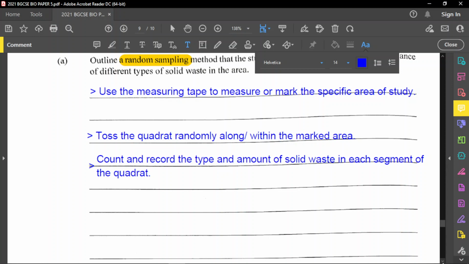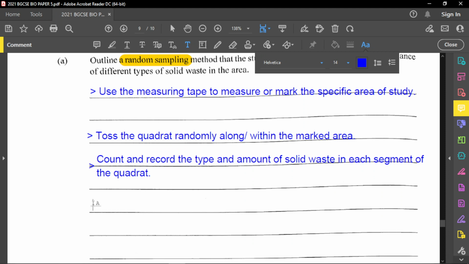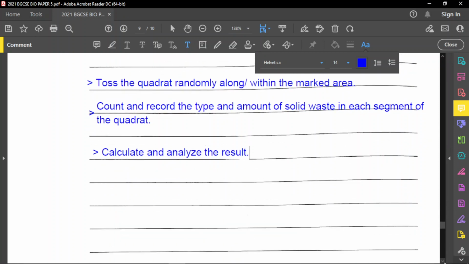The next thing you want to do, after you record it, is to actually analyze it. So you're going to calculate and analyze the result. You can make a graph. For example, you use a graph to show how much of the plastic, how much of this you have compared to the rest and things like that. So you get a better view or understanding of the type of solid waste that is actually in the area, or the percentage of that solid waste in the area. So there are a number of things you can do. You can calculate percentage. You can use a graph to see the difference between each of them.